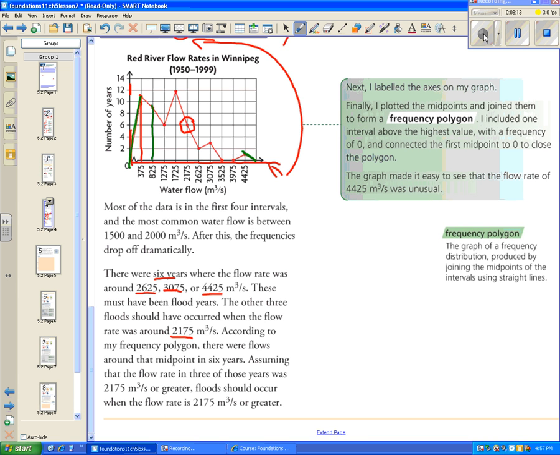According to her frequency polygon, there were flows around that midpoint in 6 years. So here we have 6. Assuming that the flow rate in 3 of those years was 2175 meters cubed per second or greater, floods should occur when the flow rate is 2175 meters cubed per second or greater.